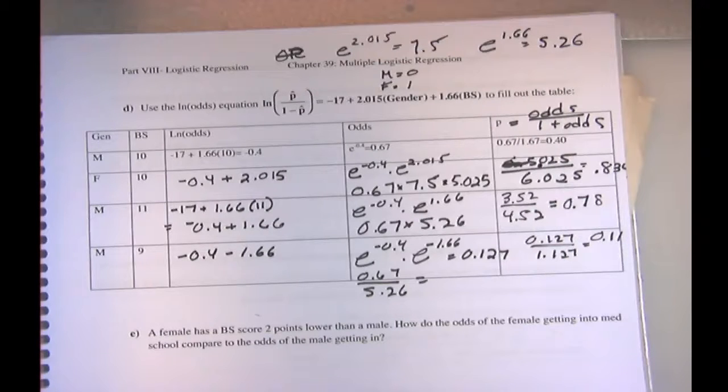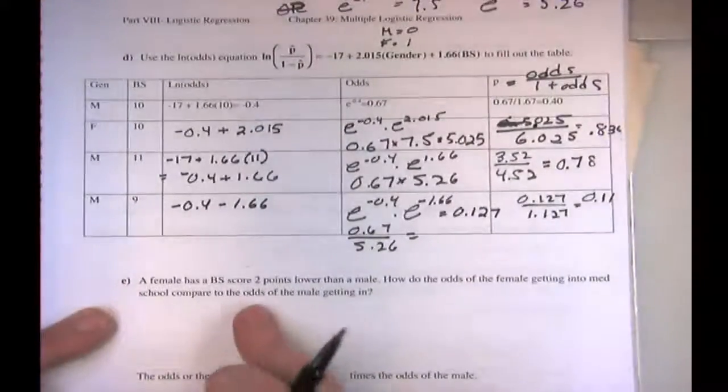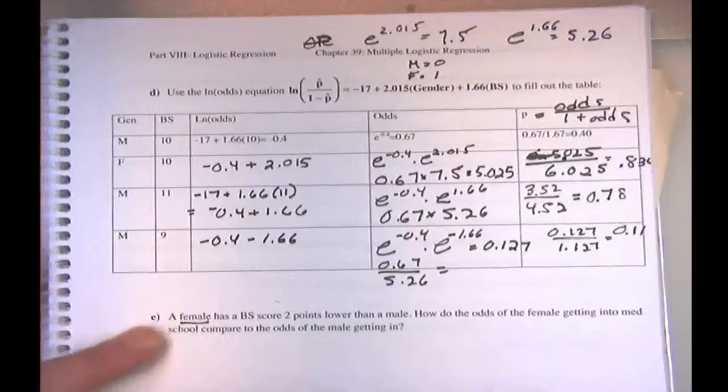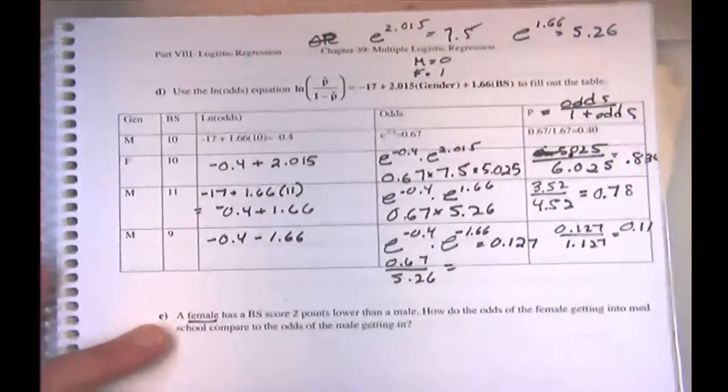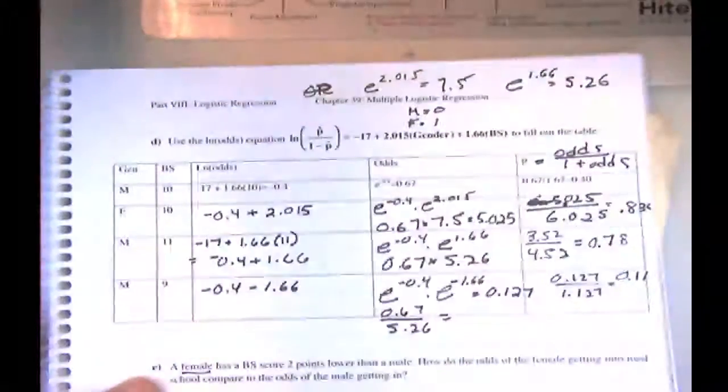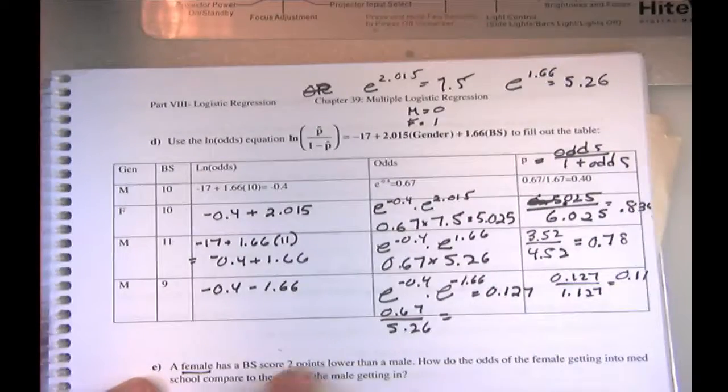Any questions so far? All right, now that you've worked out some problems there, let's think about this. A female has a biological score 2 points lower than a male. So she's going to have an advantage by how much for her odds? 7.5. She has a biological score 2 points lower than a male.